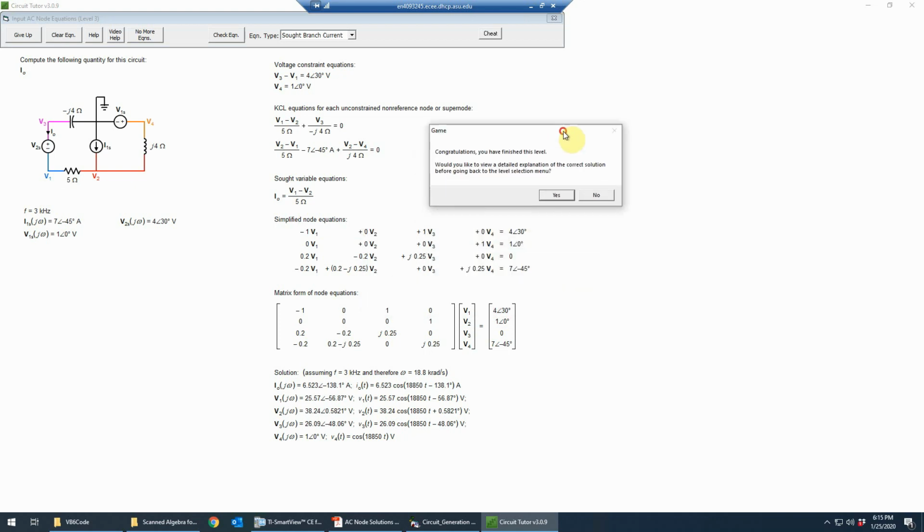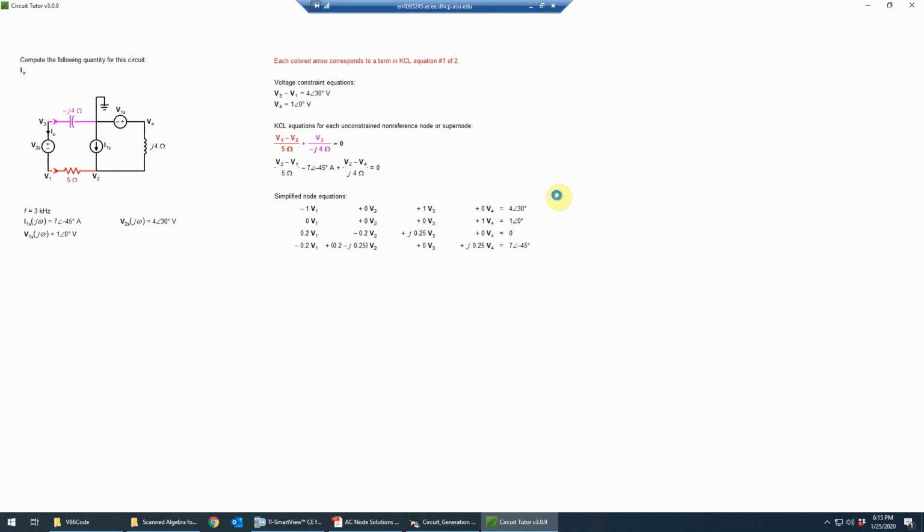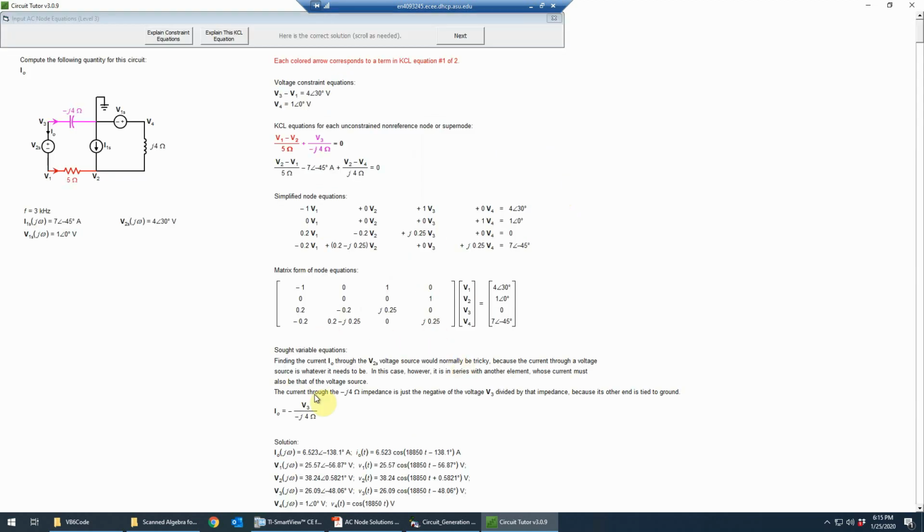And if we like, we can view a detailed explanation of the KCL equations and the SOT variable equation by clicking yes there. That's optional. And it would show you exactly how you calculated the SOT variable current, and also a detailed explanation of the KCL equation is available here. Constraint equations are explained in general here. So that would complete this problem.